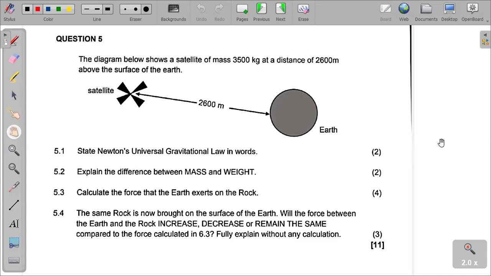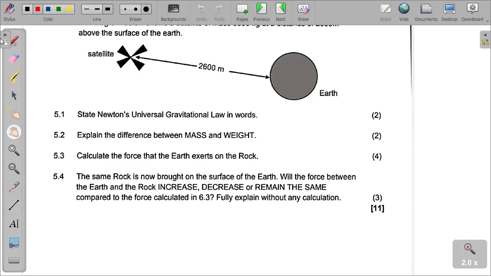5.2, explain the difference between mass and weight. Mass is the amount of matter of an object, while weight is the measure of the gravitational force on an object. That's weight, in short. There are differences, okay? 5.3 is now saying, calculate the force that the Earth exerts on the rock.